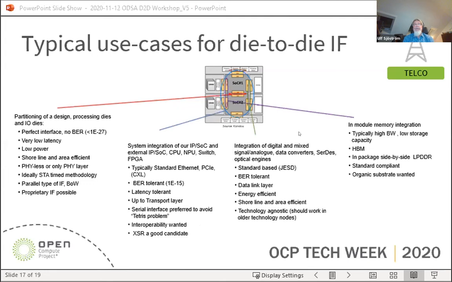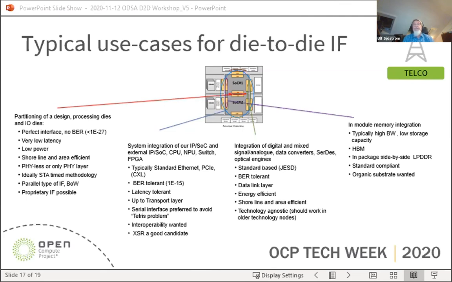Then we have another example of where we're mixing technologies, doing heterogeneous integration. In our kind of application, the natural one is to integrate digital processing together with mixed signal like data converters, but it could also be around integrating SerDes tiles and maybe also optical engines. Absolutely, we want something that is standard-based. We probably are a bit more bit error tolerant here. We have some kind of data link layer on the protocol. It needs to be energy efficient, especially if we look at our radio applications. It needs to be an efficient interface.